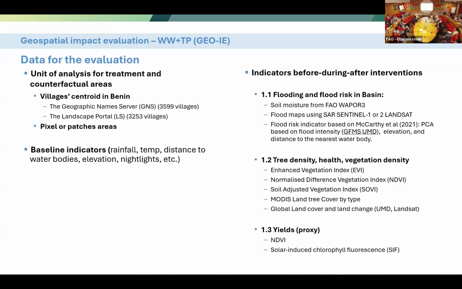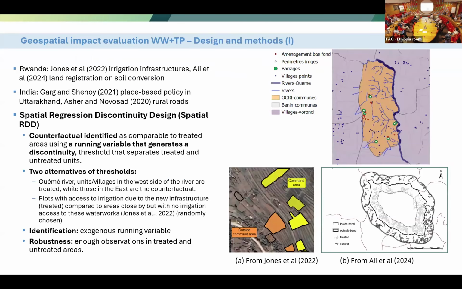In terms of the indicators that we want to use before, during, and after the intervention, for some of them we would probably have to use Andrea's indicator here. In terms of flooding and flood risk, we have soil moisture. We also thought that we could construct some flood maps using Sentinel-1. Also for tree density and vegetation indices, we have this kind of battery of indicators, and I will probably have to add some of them that were mentioned during the presentations these days. And in terms of yield, we're planning to use NDVI as a proxy of yields, to capture the greenness of the particular areas, or the SIF, for example.